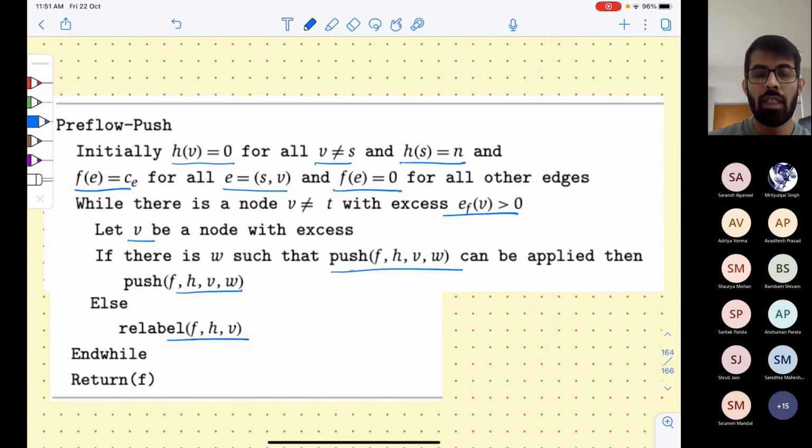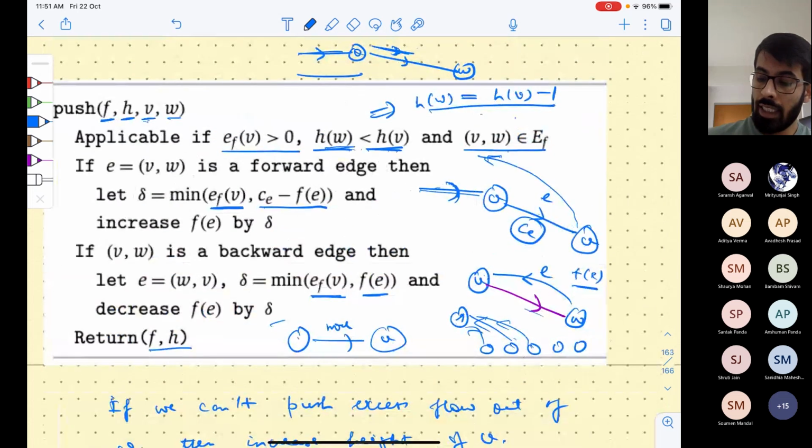The push operation, just to remind, has these two cases, forward and backward edges. In one case the capacity gets fulfilled, and in the other case the excess gets removed, and we will have to analyze both of them carefully while analyzing the algorithm. So we'll see these things in detail.